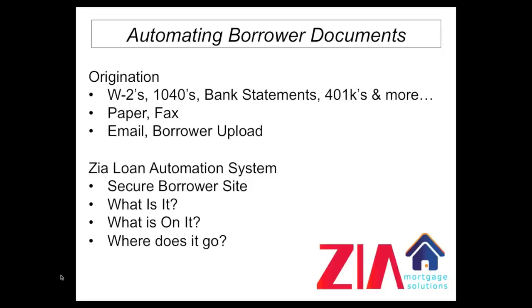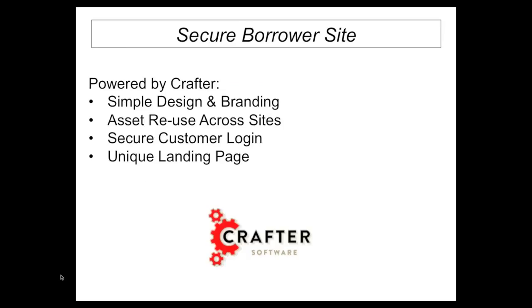So what is our loan automation system for the origination phase? Again, it starts with the secure borrower site, right? What we'll be showing you today with Crafter, you log in, you upload those documents, and then the system is really going to tell you what those documents are, right? Is that a 1040? Is that a W-2? Is that a bank statement? Doing that classification, what's on it, doing the extraction, and then where does that information go? Again, passing that over to the underwriting phase, to the loan origination system. So that's what we'll be talking about and showing you today.